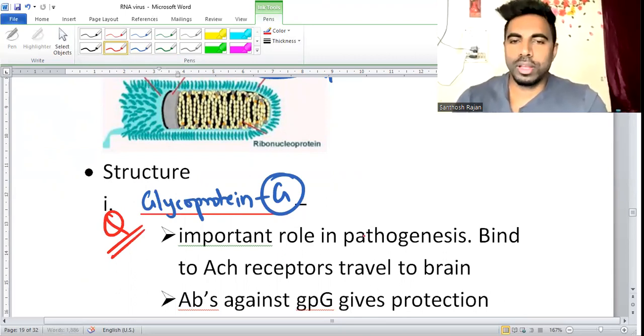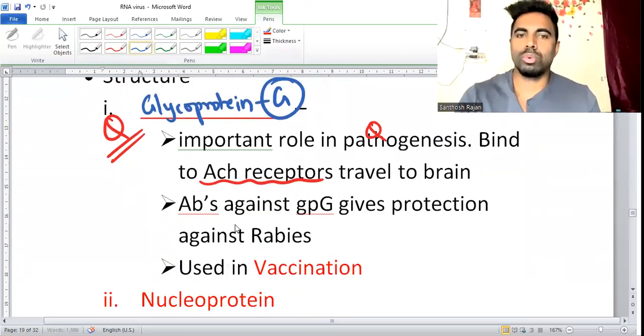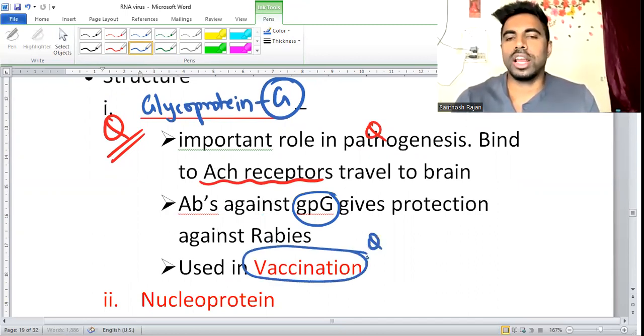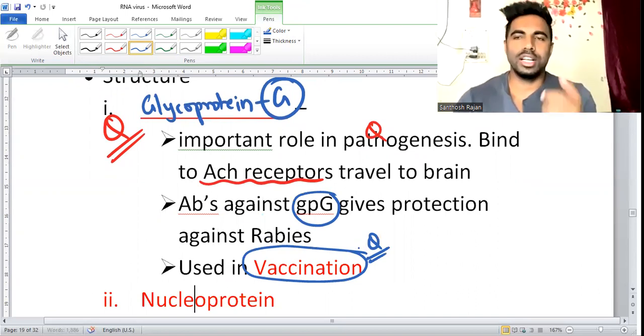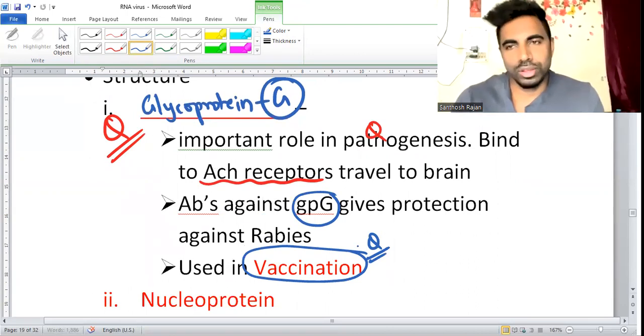It has an important role in pathogenesis, and it binds the acetylcholine receptor and travels to the brain. The antibodies against glycoprotein G are usually protective against rabies. That's what we use for making the vaccine also. So glycoprotein G is the hero here. For rabies, G is the main thing.